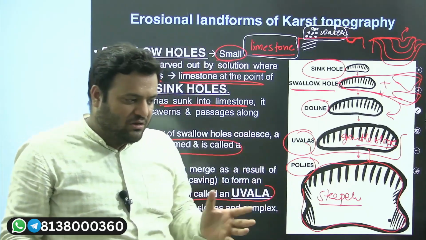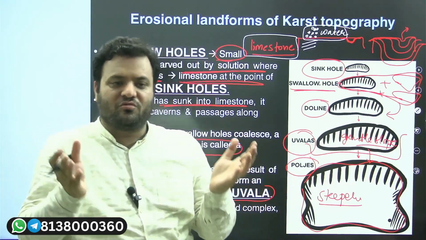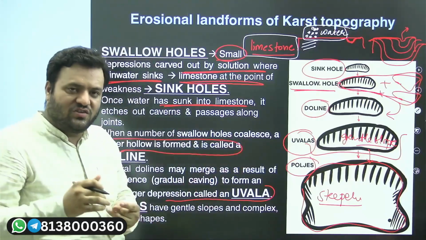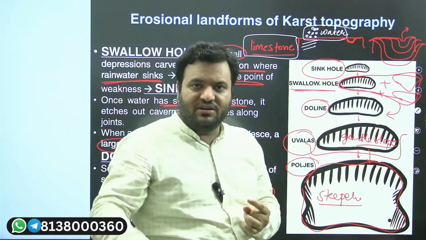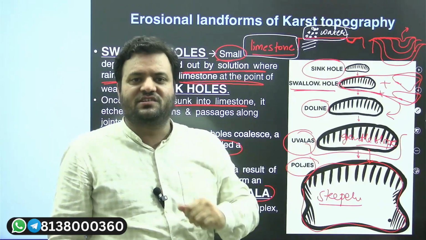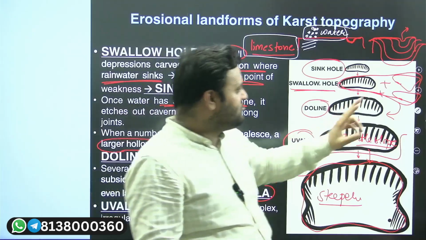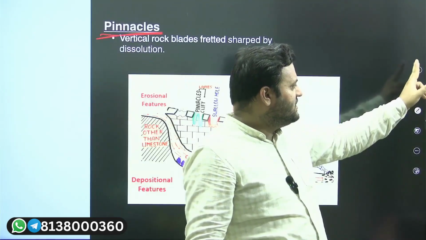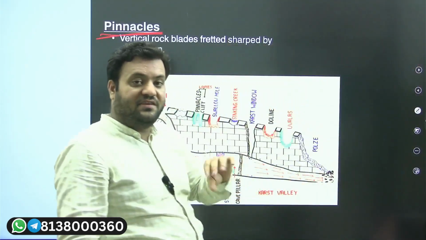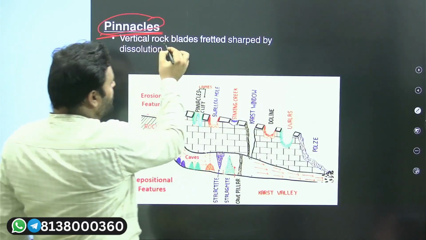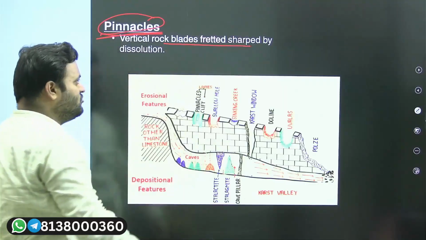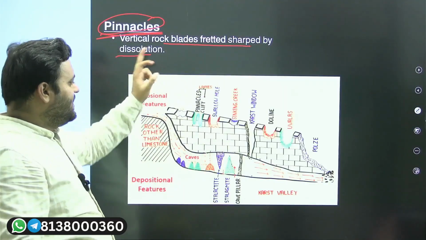So we are looking at where we could have steeper slopes, where we could have depressions, where we could have vertical dikes, as we discussed in volcanism. When we have the same kind of vertical dikes in the limestone topographical feature, they are called pinnacles. They are the vertical rock blades that are frittered by the dissolution of water.